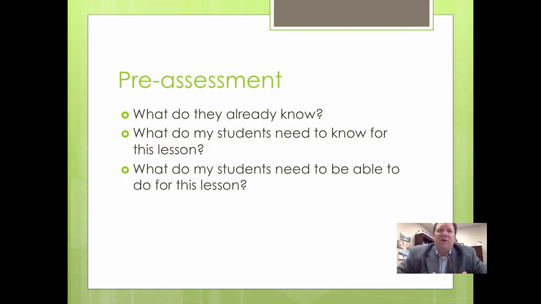For example, if you have a lesson where your objective is to get them to be able to analyze data, well, you need to make sure your students know what it means to analyze. So what kind of things do your students need to know for your lesson? And what kind of things are your students going to need to be able to do for the lesson? These are things that you can assess prior to the lesson to see what level the students already understand.